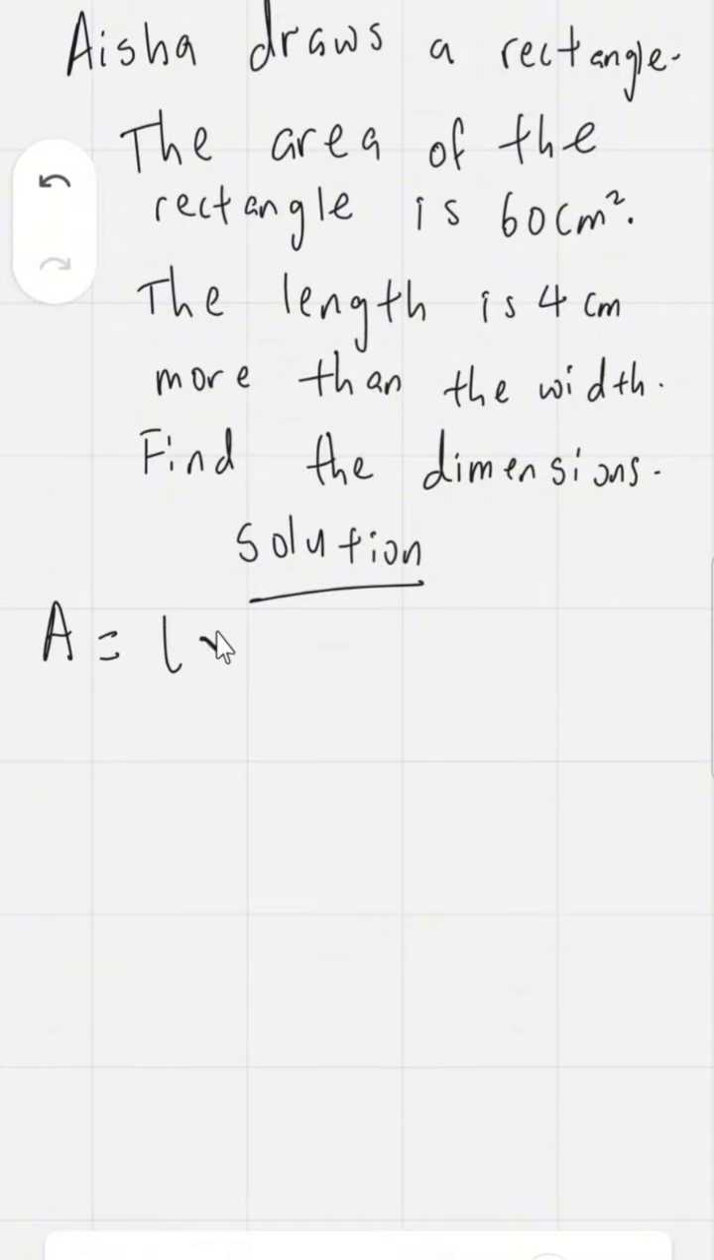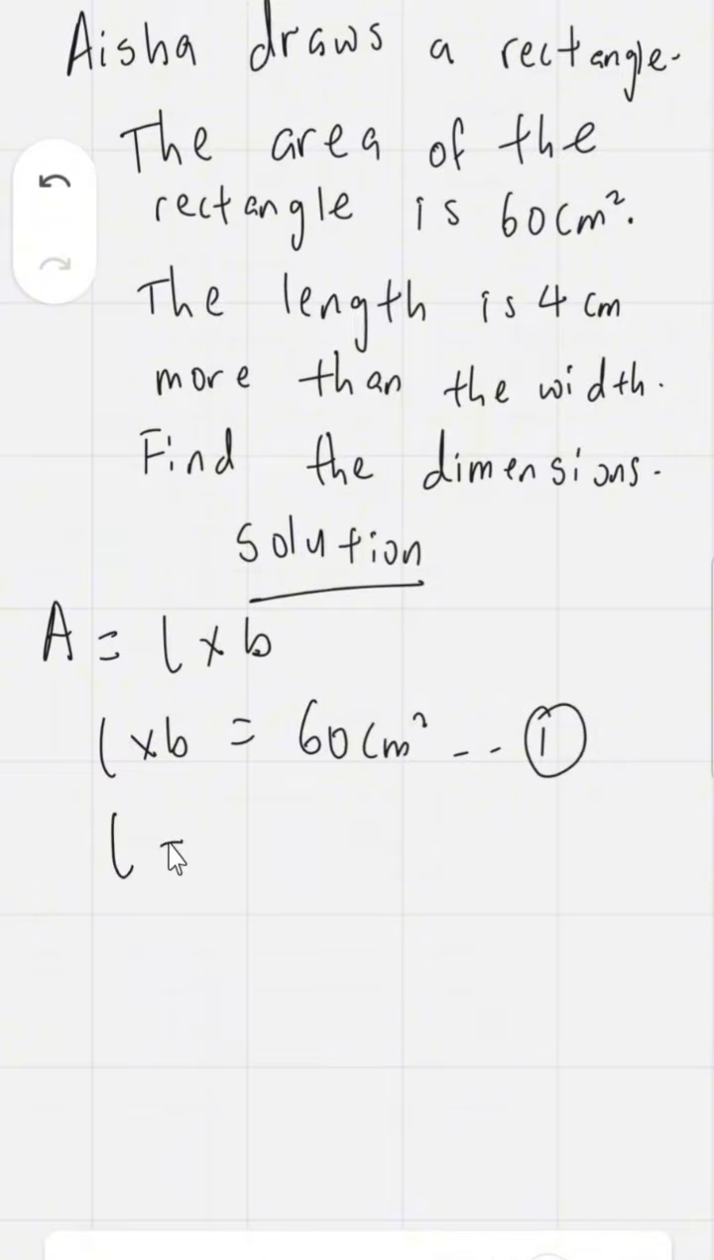Area of a rectangle is length times breadth. It means that the rectangle that Aisha drew is L times B equal to 60 centimeters square. Okay, so you say 60 here. Let's say equation 1. They said the length is, that means the L is equal to 4 more than the width. So 4 plus the width.